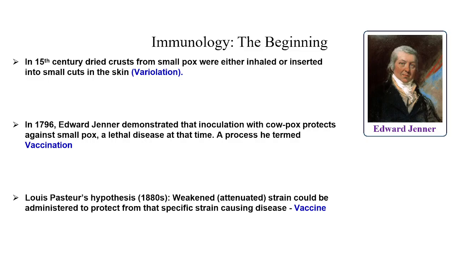And after that, Louis Pasteur's hypothesis expanded on Jenner's work by developing the principle of attenuation. He hypothesized that using a weakened or attenuated version of a pathogen could protect against a full strength disease. And this led to the development of vaccines for rabies and anthrax, moving into the field of modern immunology.